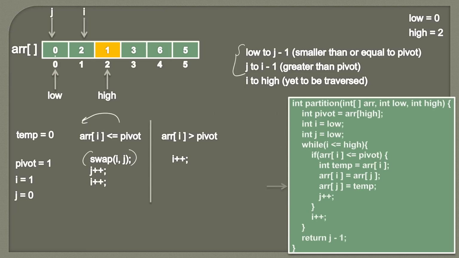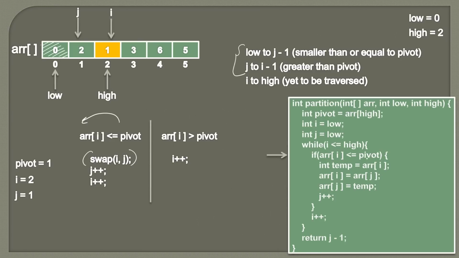So 0 goes there. And as j has filled this position properly, we'll increment j. J becomes 1. We'll also increment I. I becomes 2. I is actually equal to high. So this loop will run one more time to put this pivot at its correct position.